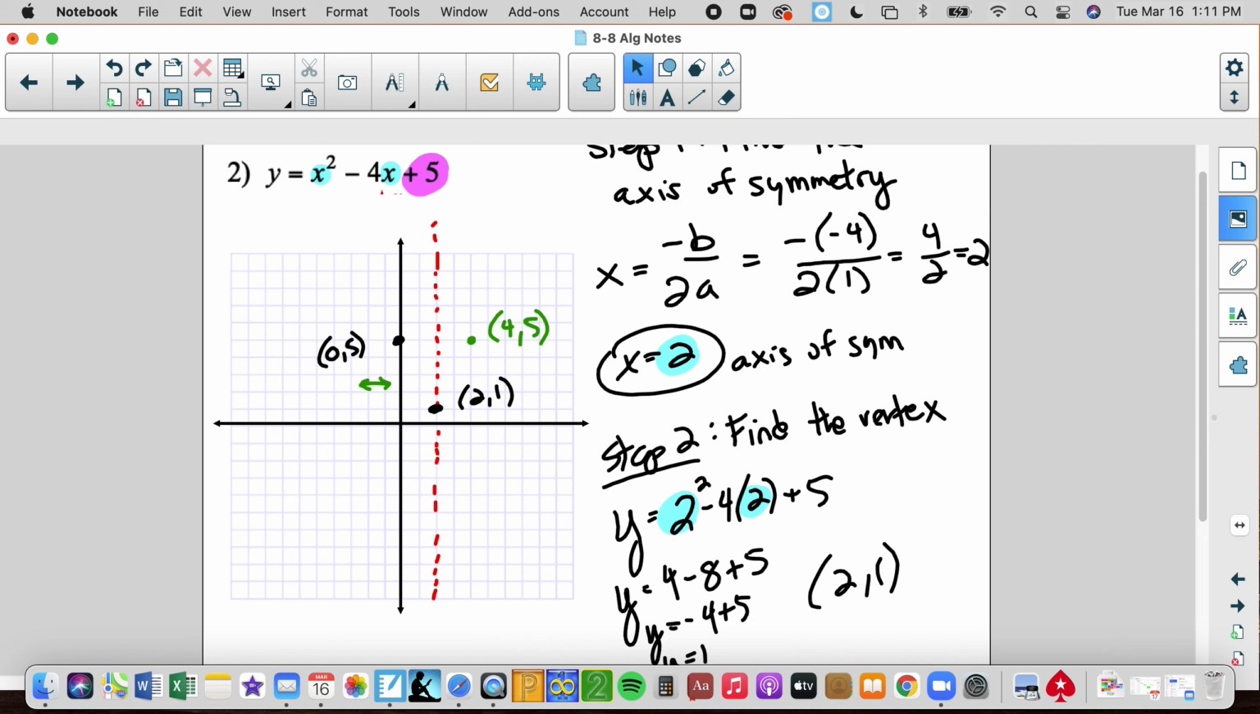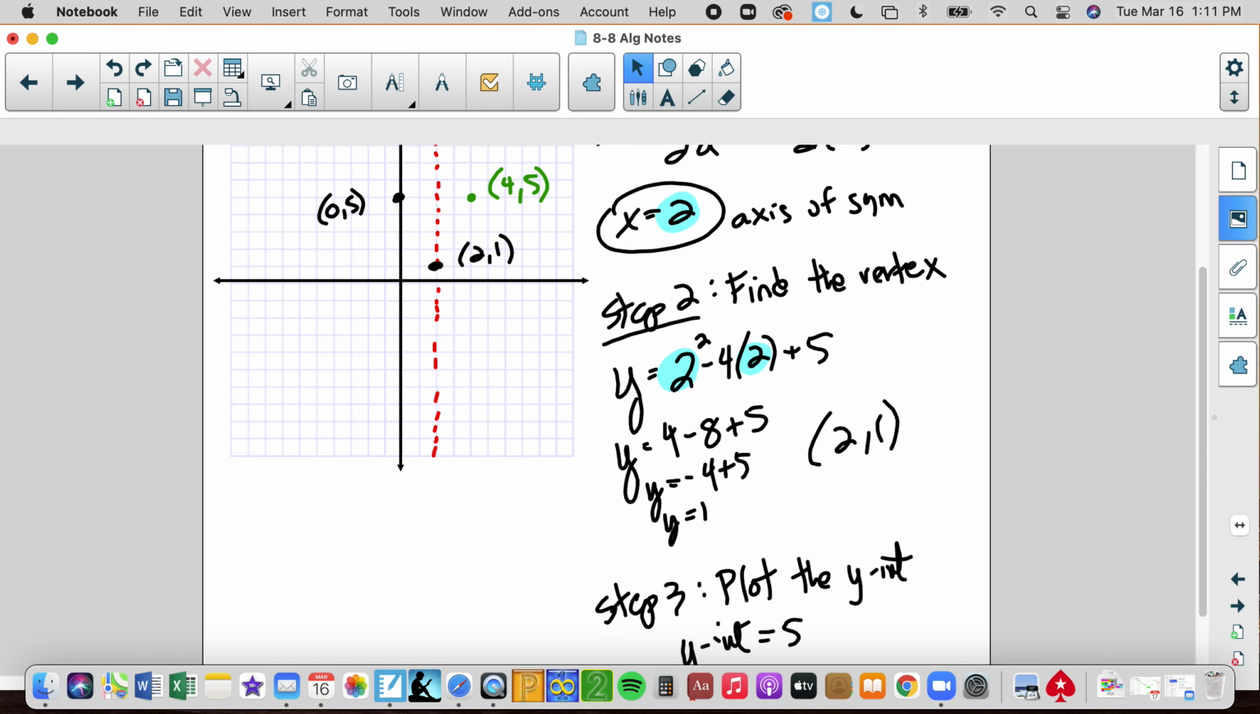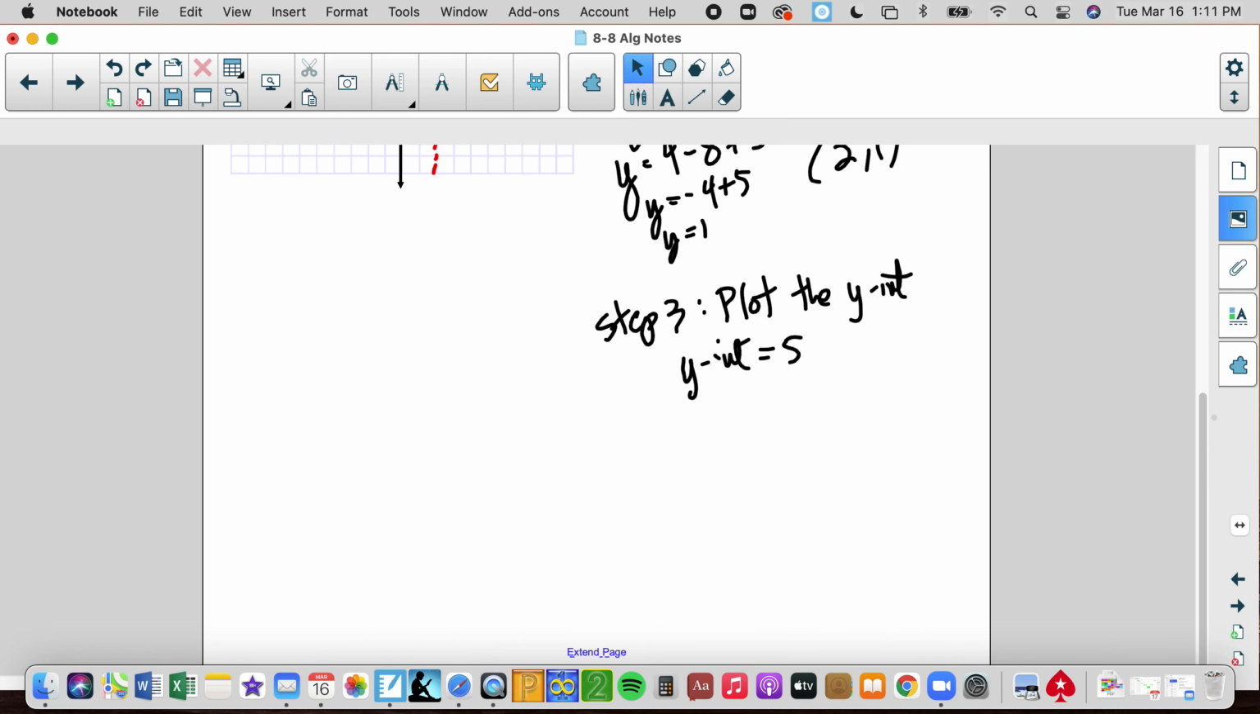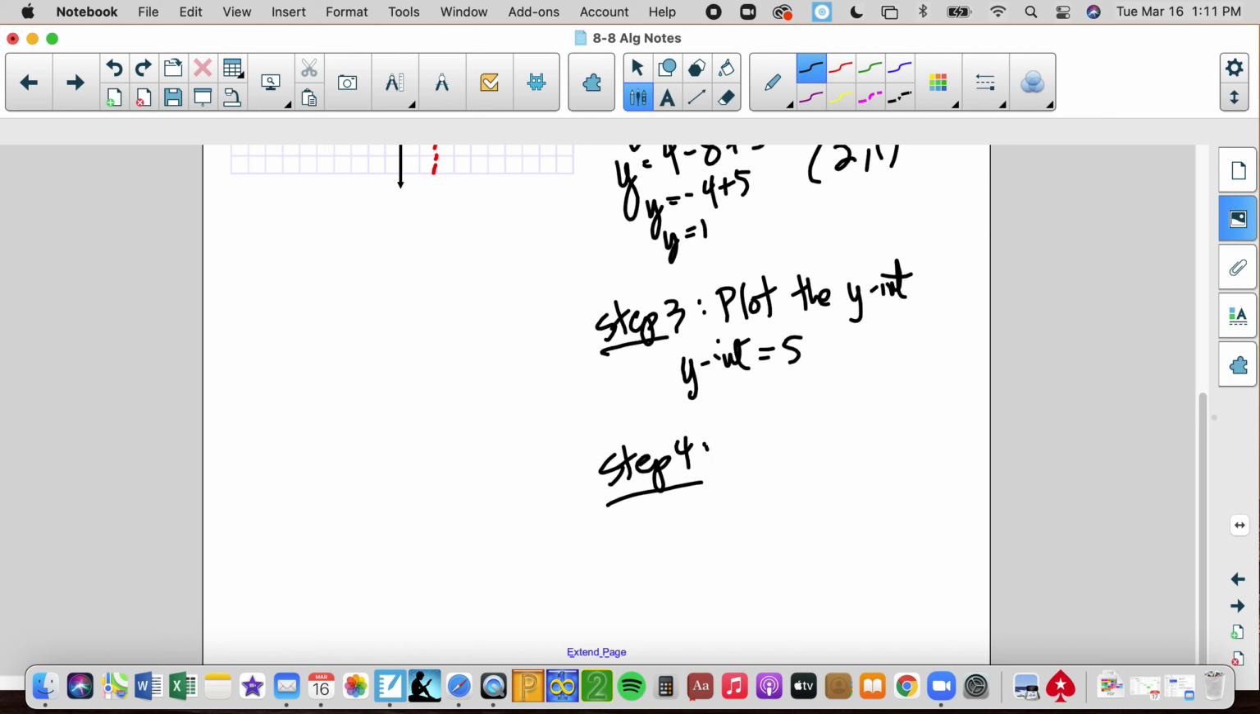So (4, 5). Let's erase that, we don't need that noise in there. All right, so that's good. So we plotted the y-intercept. That was step 3. Step 4 is plot the mirror point to the y-intercept.